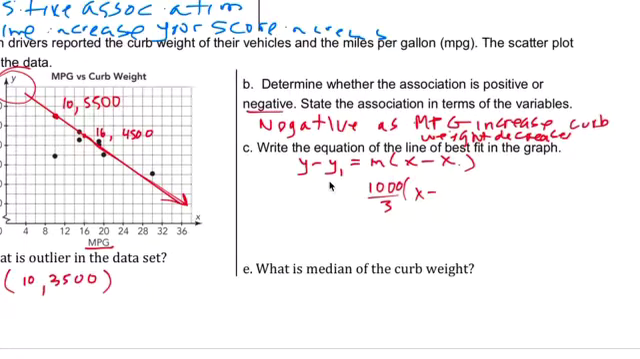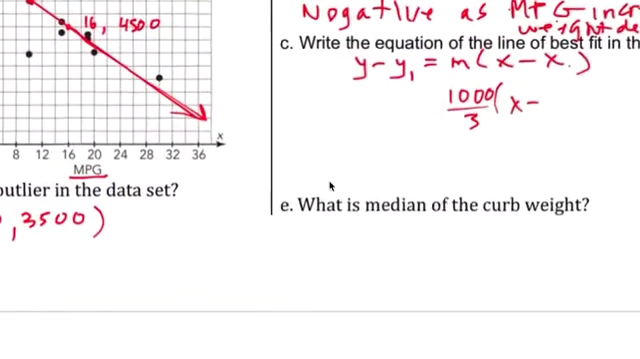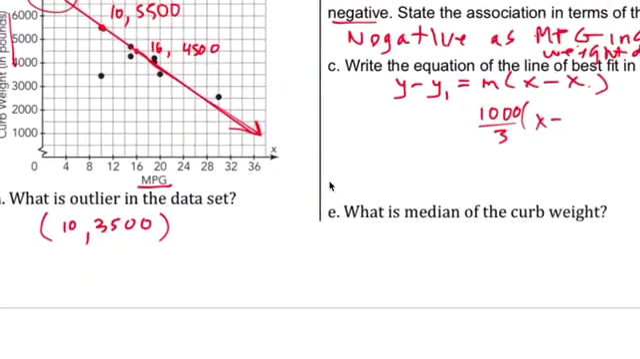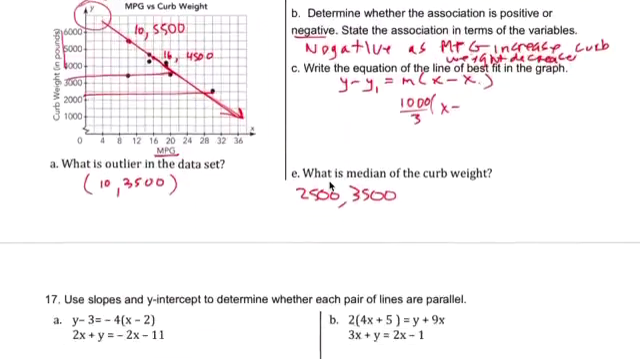fractions. Okay, median. Remember, the median is the middle number of the curb weight, so start with the lowest weight, which is 2500. And we got 2 of them at 3500, etc. And find the middle number. If there are 2 middle numbers, divide by 2.